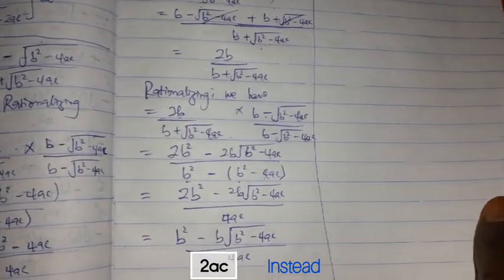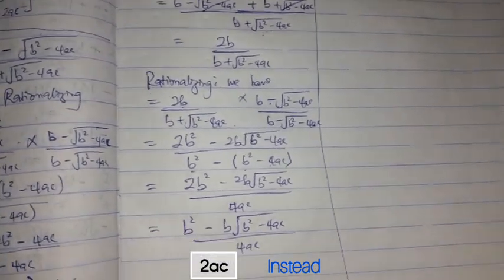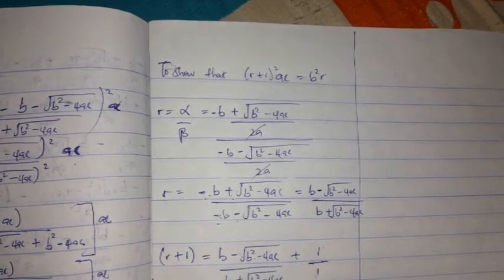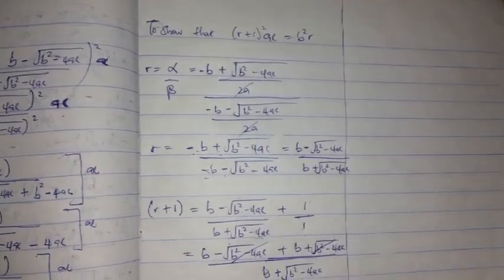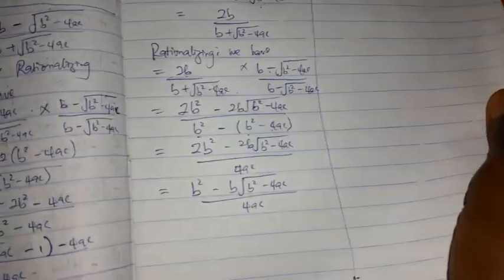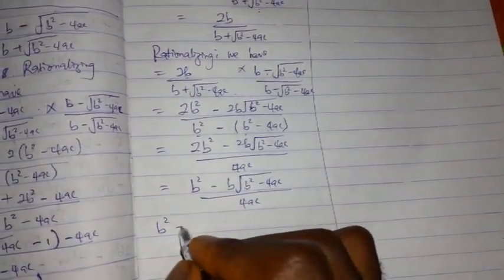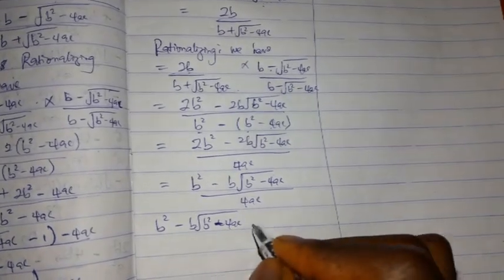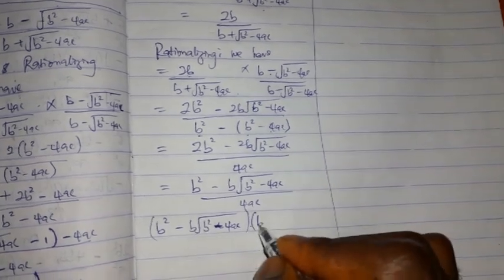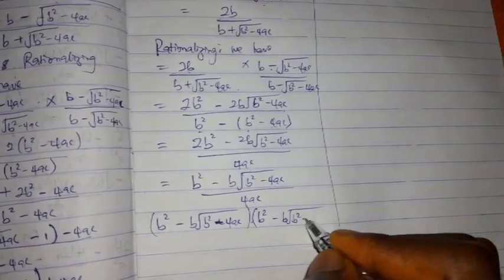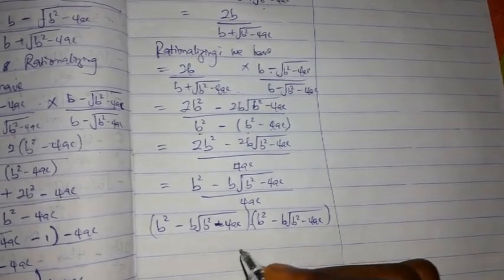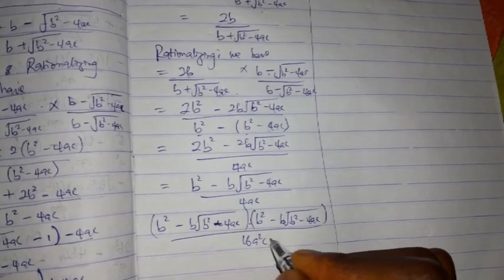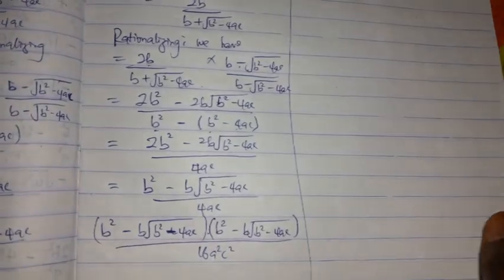Now from here, I will now what? Perform the next operation. And what should be the next operation? I should square this solution. I should square r plus 1, which I just did now. Squaring it now becomes what? b squared minus b the square root of b squared minus 4ac times the same thing, b square root of b squared minus 4ac all over 16a squared c squared. Now on solving, what will I have?